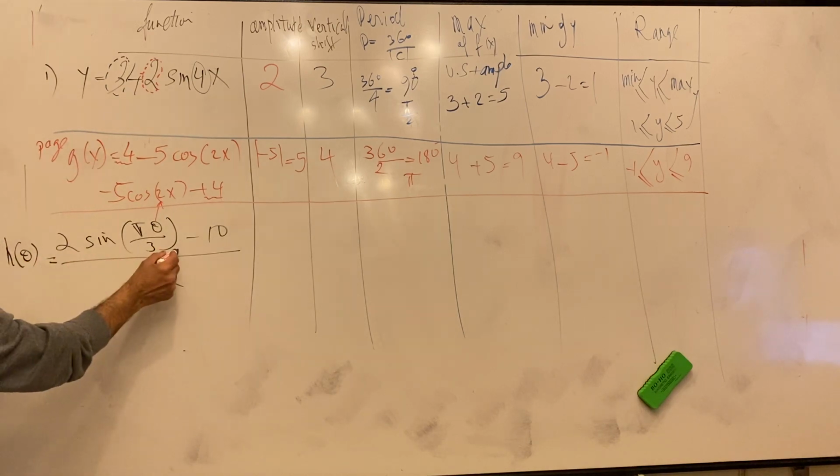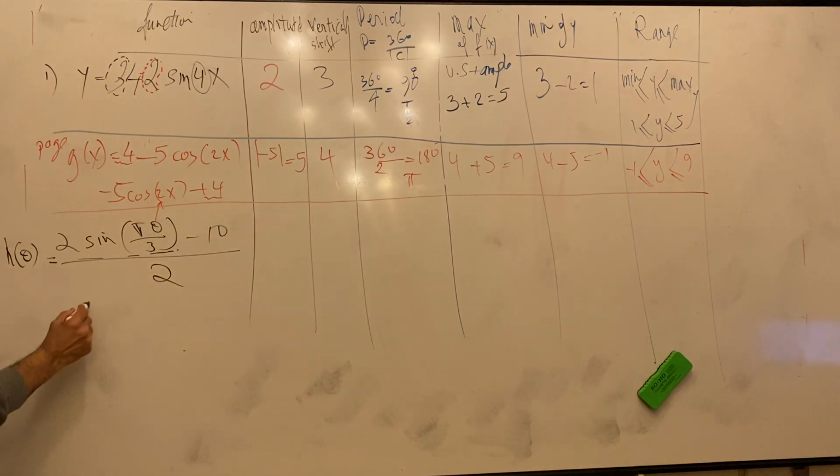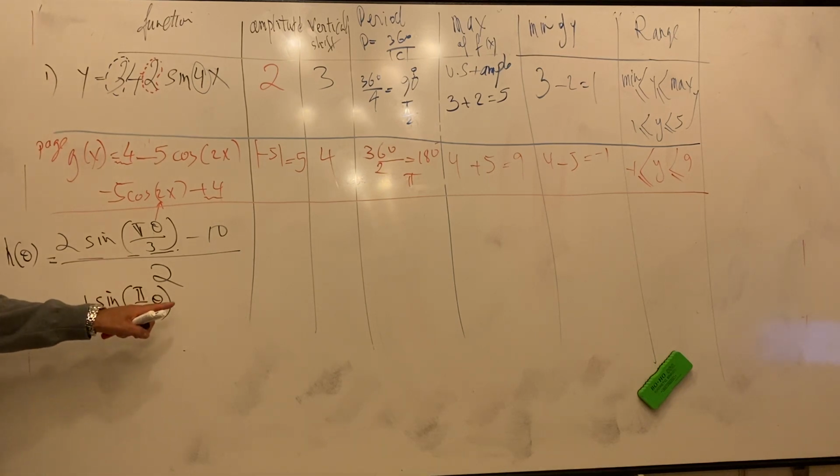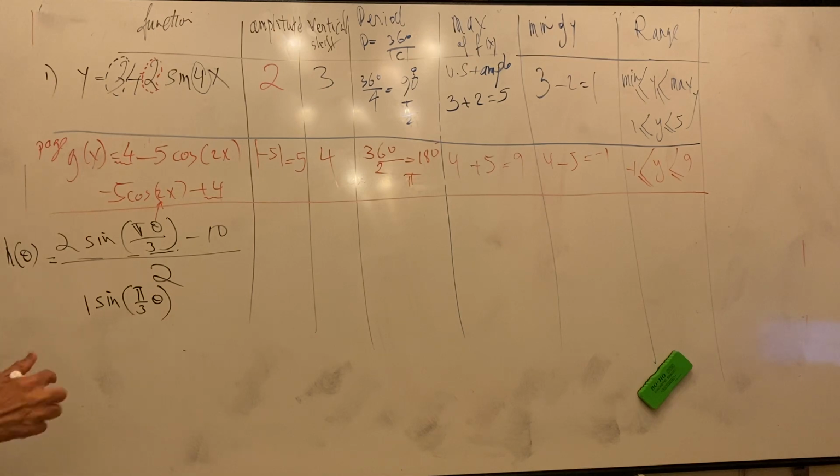Before I answer the question, let me simplify it further. All of this can be divided by 2. So 2 divided by 2, it's a 1 sine, and the angle, by the way, is pi over 3 theta. Like 2 theta, 5 theta. This, if it's understood well, you're okay. What is 10 over 2? Minus 5. So I rewrote the function that way.